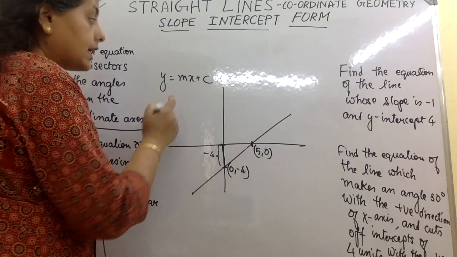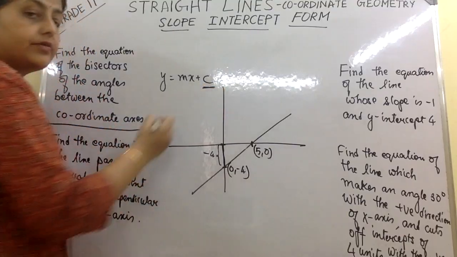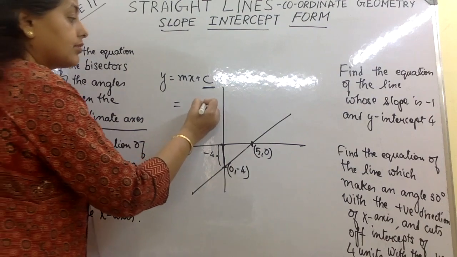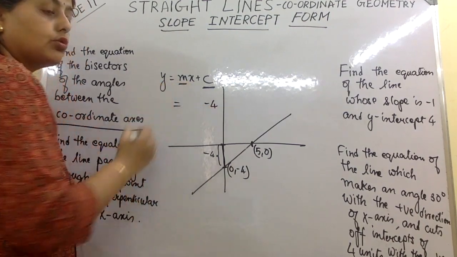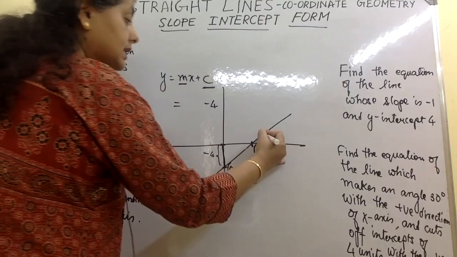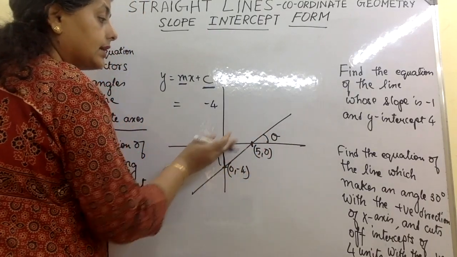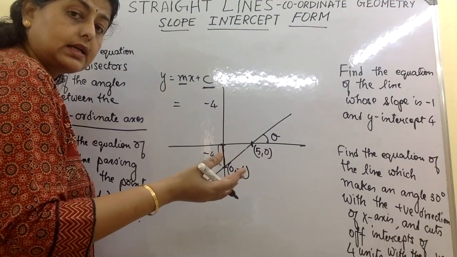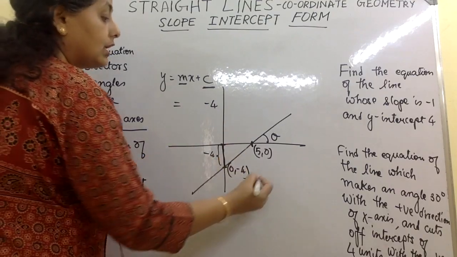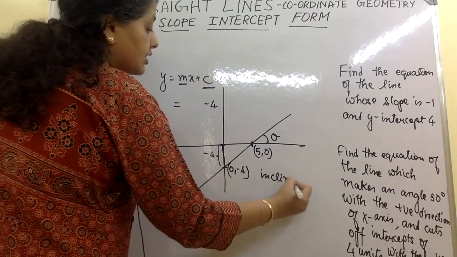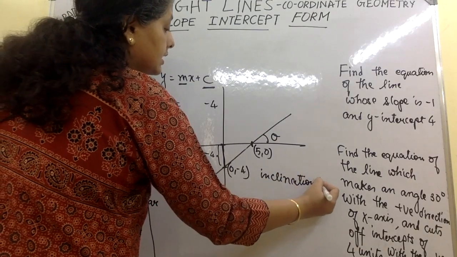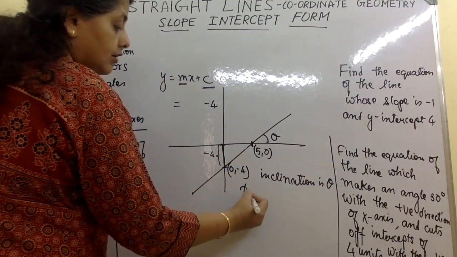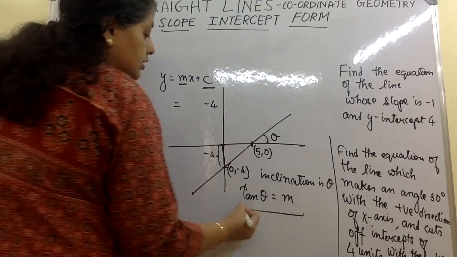So in this equation, c is for the y-intercept, so I can write -4 here. m is for the slope. What is slope? The angle that the line makes with the positive direction of the x-axis is the inclination. Inclination is theta, and tan of that angle is equal to the slope.